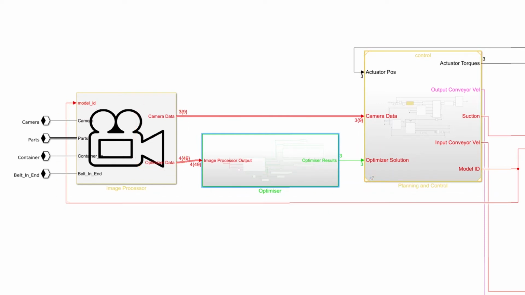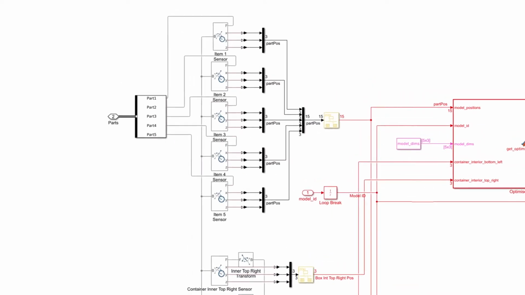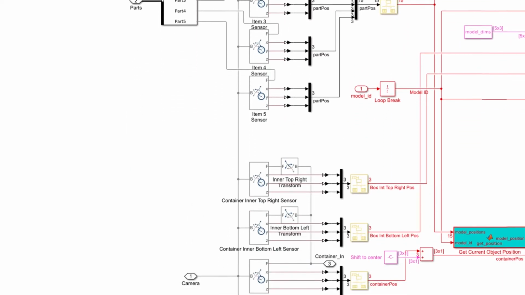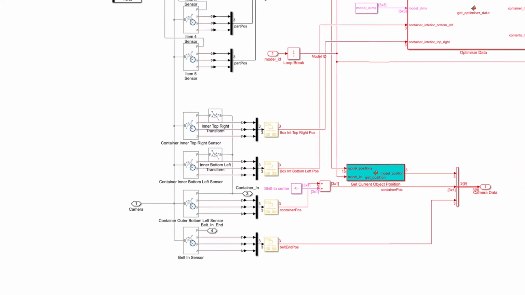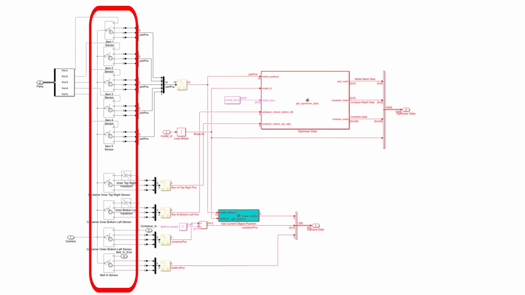next item. The image processor subsystem takes information about the frames of each of the parts in the model and the container, alongside the position of a camera in the base of the Delta robot, and computes the relative position of each part with respect to the robot using a number of transform sensors.